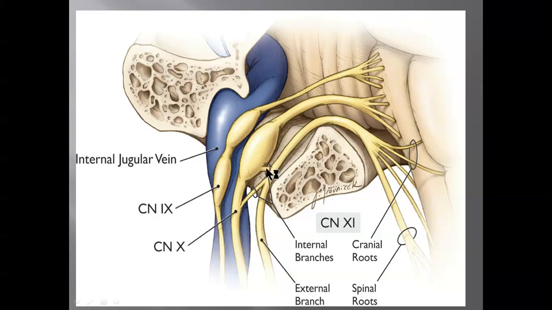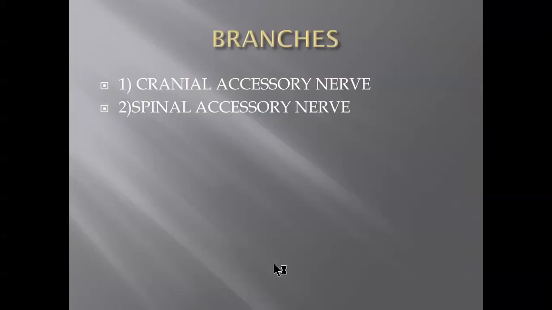The accessory nerve then gives branches, giving an internal branch over here, this one and this one, going towards your nodose ganglion and towards your vagus nerve. So the internal root of the accessory nerve is carried through the vagus nerve, whereas this one is the external branch going towards your trapezius and the sternocleidomastoid muscle. As already mentioned, we have two parts, the cranial accessory nerve and the spinal accessory nerve.